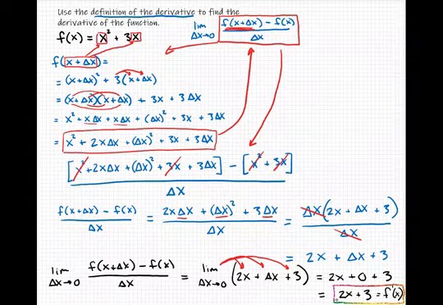So, if your algebra skills are lacking, the best way to be successful in a calculus course is to really brush up on your algebra skills.